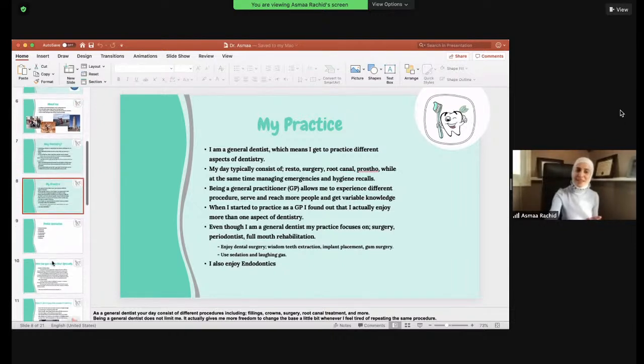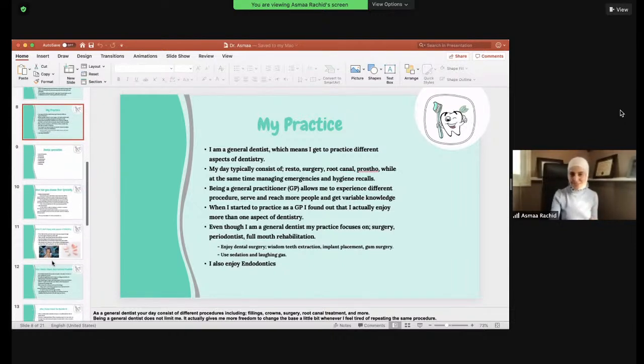My practice, I am not a specialist. I am a general dentist, which is amazing because that gives me a chance to do pretty much everything. So I do fillings, which is restorative, we call it. I do endo, which is root canal. I replace teeth. I do lots and lots of surgeries, remove teeth, place teeth in, implants, and so on. So being a general dentist can give you that option.